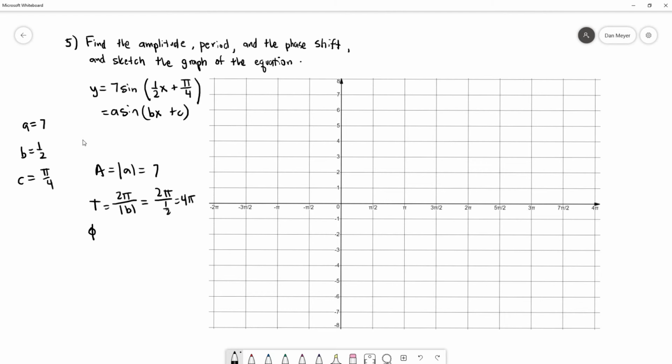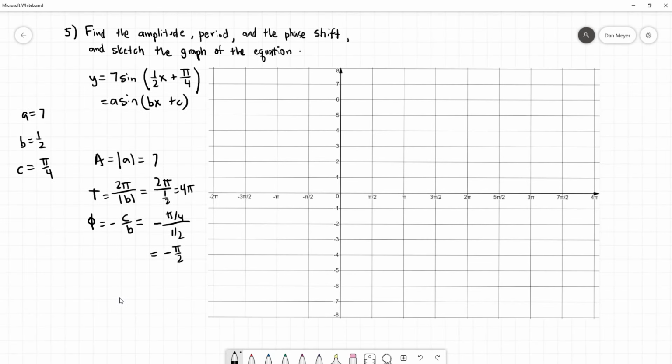And the phase shift is minus C over B, which is minus pi over 4 divided by 1/2, which is minus pi over 2, I think, when we work that out. So there's my amplitude, period, and phase shift. I guess if we wanted to circle our answers there. On your exams, you should clearly identify your amplitude, period, and phase shift.